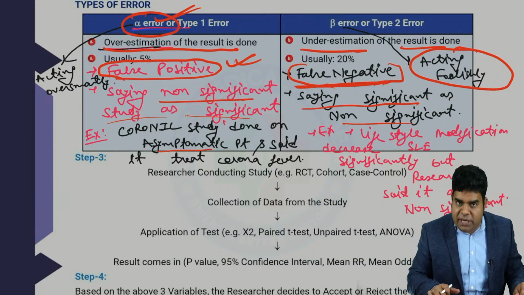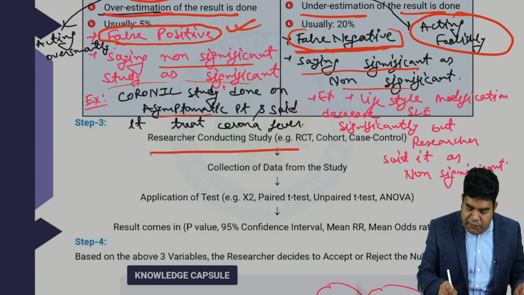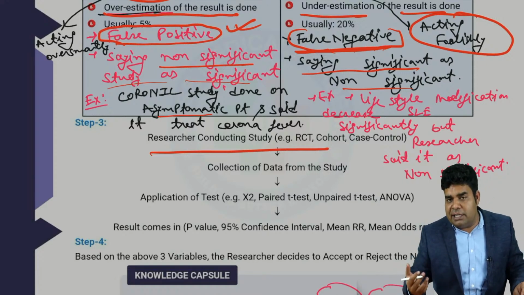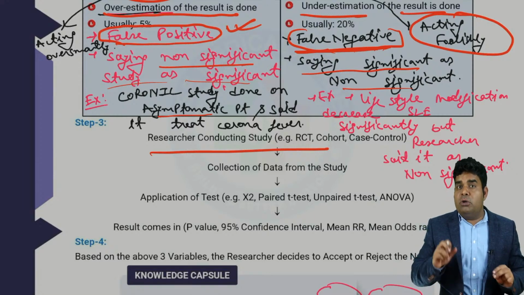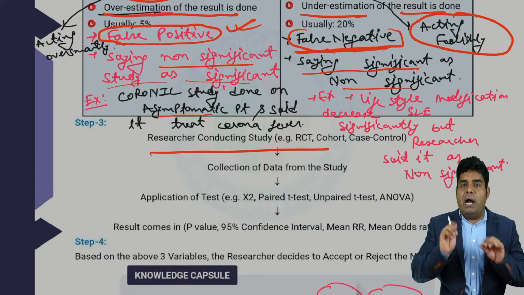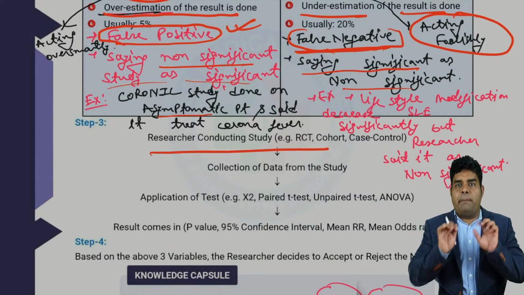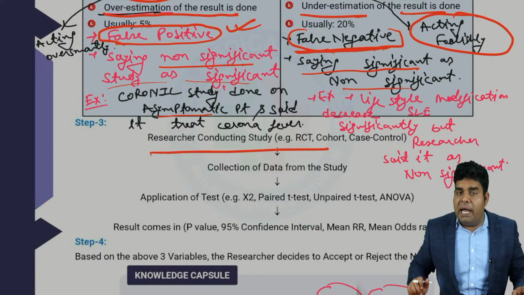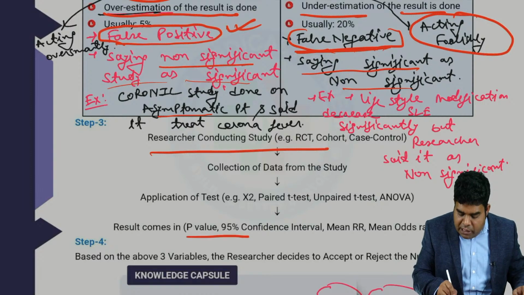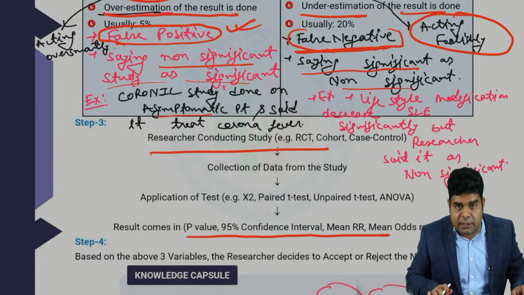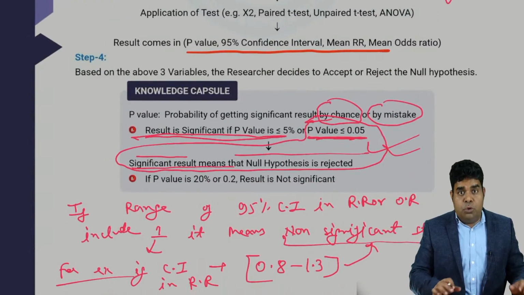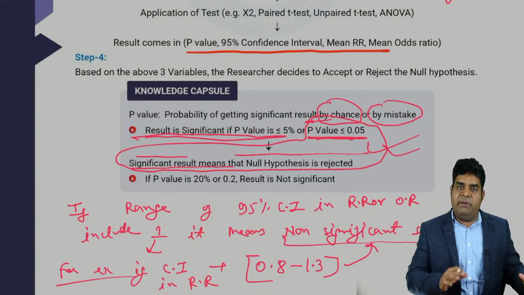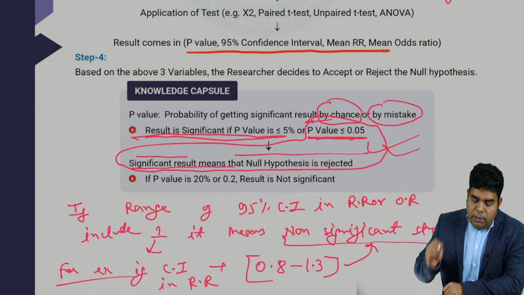After deciding the mistakes, we conduct a study which can be RCT, cohort, case control, anything. When we conduct the study, data will come from that. We will put the data in the computer and give the command to apply chi-square, paired, unpaired, all those tests. The computer will apply the test and the result will come in p-value, confidence interval, and mean relative risk. Using these three things, we decide whether my drug was significant or not. So the main thing is p-value.